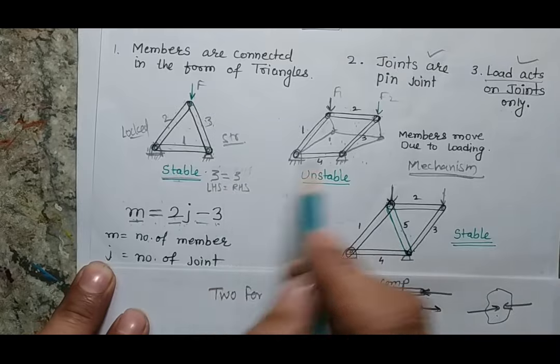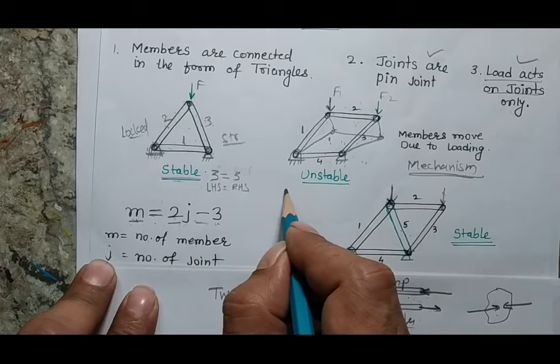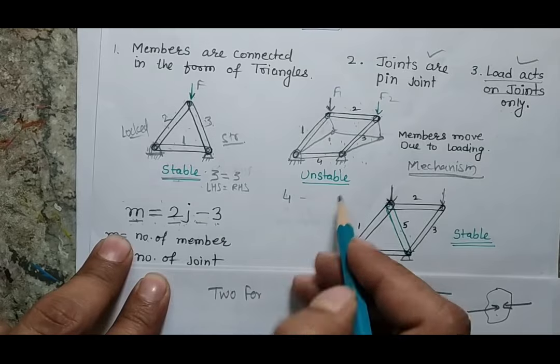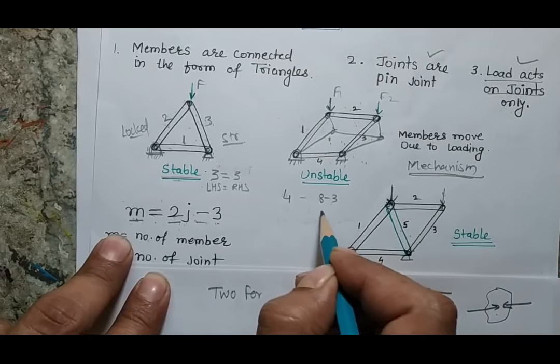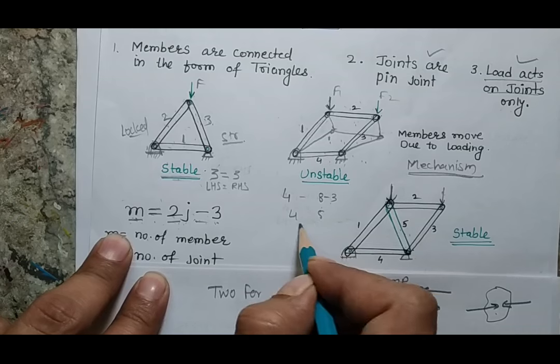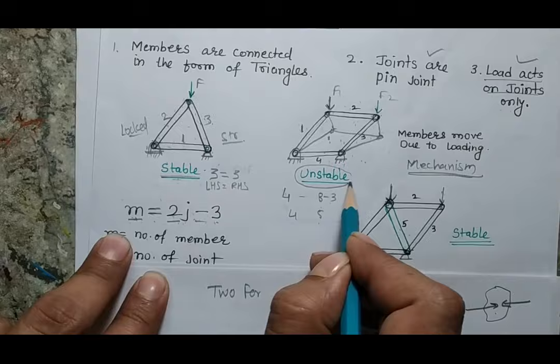However, if I see the same formula here, there are 4 members and 4 joints. So my LHS will be 4. However, my RHS will be 4 into 2, 8 minus 3, that means it is 5. So my LHS and RHS are not the same. They are different. That means the truss will not be stable. It is an unstable truss.